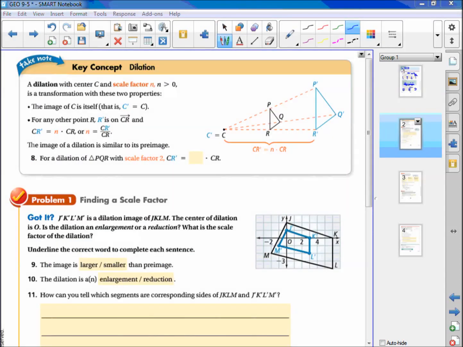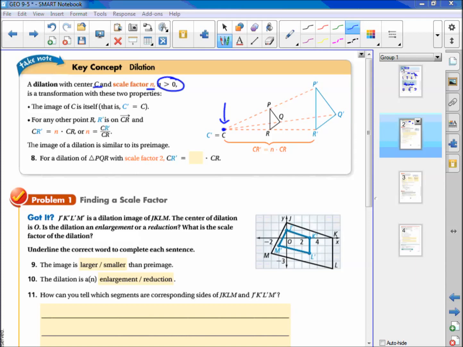On the second page, we have a key concept here, dilation. A dilation with center C and a scale factor of n, and in this case, n is greater than 0, is a transformation with these two properties. The image of C itself, that is C prime, equals C. So this is our center of dilation, and when I dilate the center, it doesn't move anywhere. C will stay right where it is.